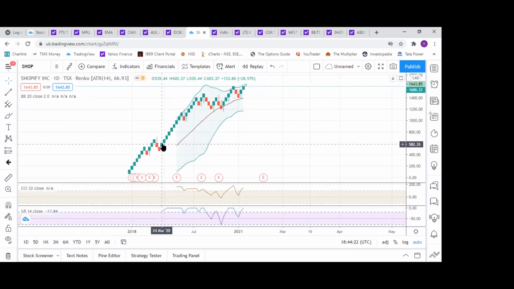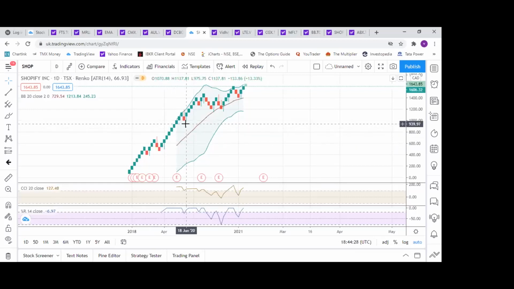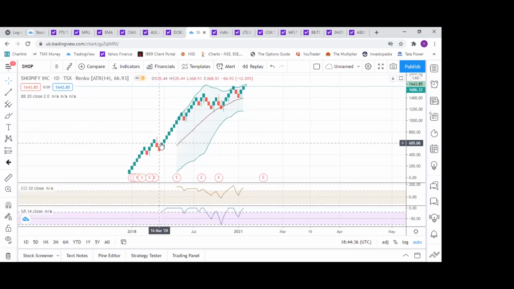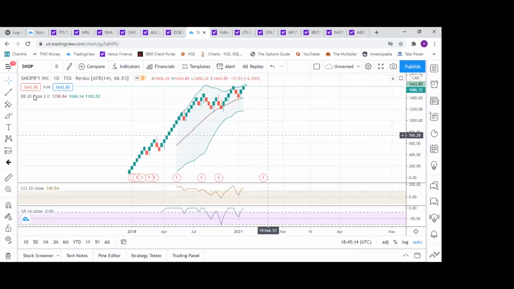So about $400. $400 in what date? March to June. 3 months. Within 3 months, $400 on an investment of $600. So you are getting how much? 4 by 6 is 75% returns. Now that is what you would do if you are a long-term player. You would only get out once you see a great red Renko. Any questions on this now?